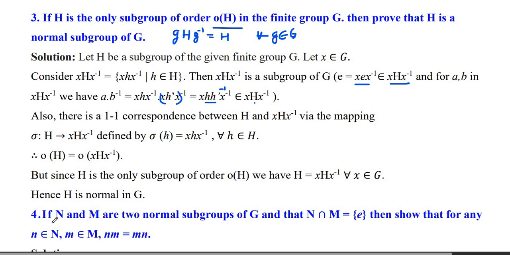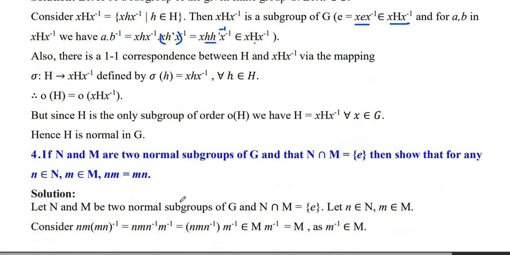So the fourth one is: if N and M are normal subgroups of G with N intersection M being the singleton E, then we are asked to show that these two elements commute, n and m, where small n is any element in capital N, and small m is any element in capital M. So we are given N intersection M to be E, and with that we have to show this.